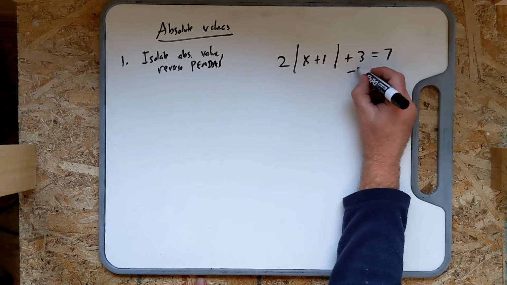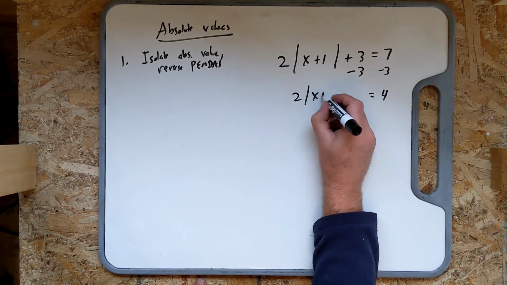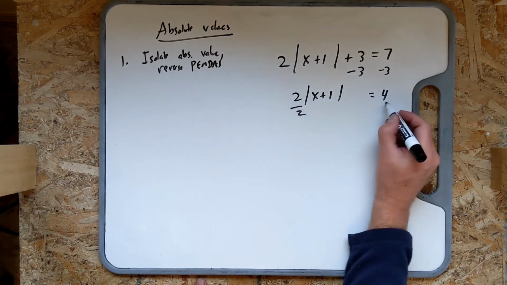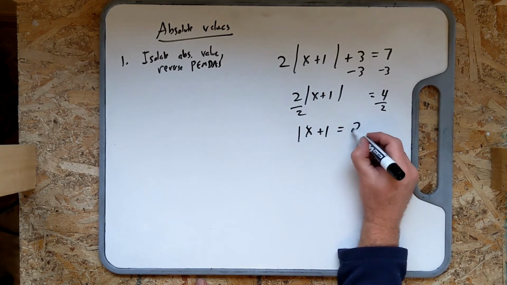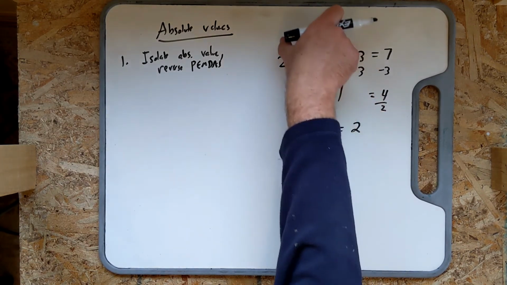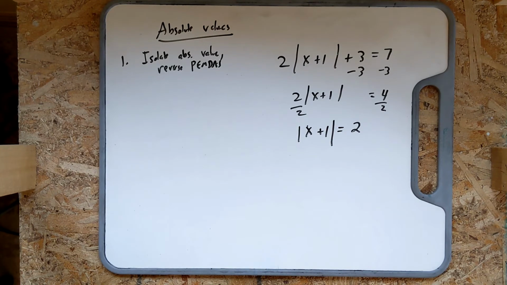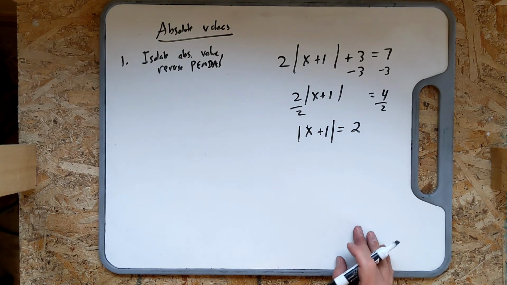So for example, in this case, get rid of the 3 and divide by 2. Okay, so think of the absolute value of x plus 1 as your variable that you're solving for and isolate it, just like you would solve for a variable.